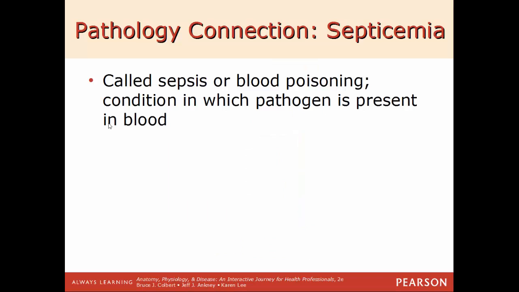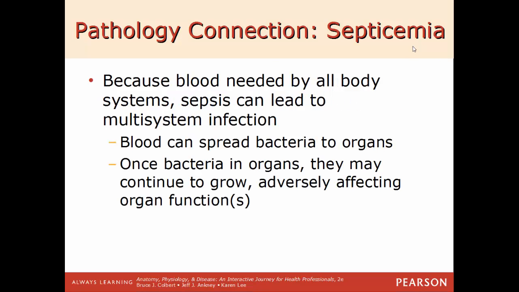All right, next we'll talk about a pathology connection. Septicemia is also called sepsis or blood poisoning. This is a condition where a pathogen is present in the blood. Anytime you see the ending emia, that means within the blood. Because blood is needed by all body systems, sepsis can be a very serious multi-system infection. So bacteria can easily spread to organs relatively quickly. And once bacteria grow in organs, they can continue to grow, which will impact that organ's functions. And when organs can't function, then they can't do their job.